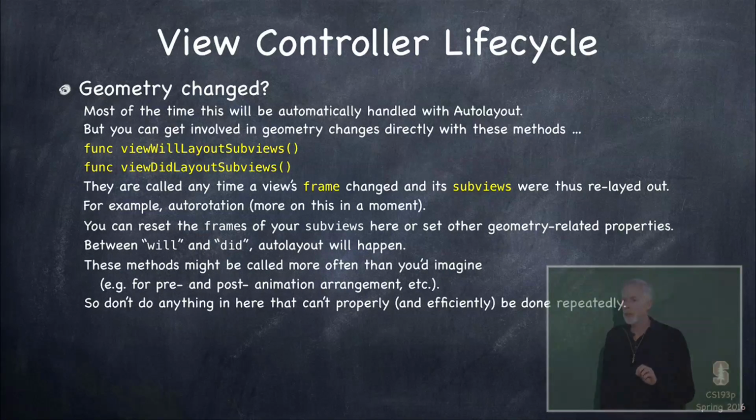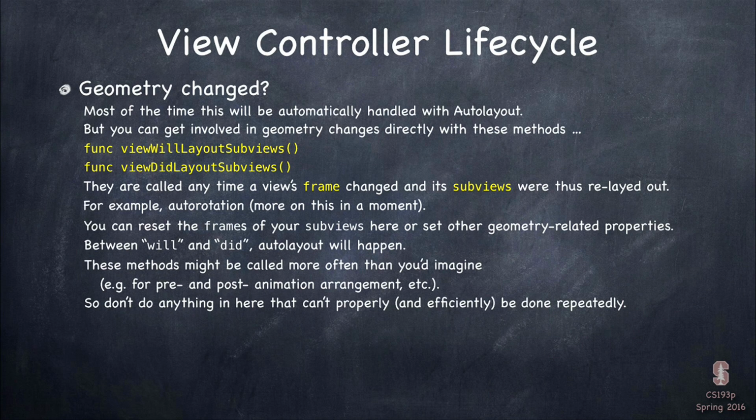The one thing about these methods, don't think that these are only going to be called when your bounds actually change. The system is allowed to call these anytime it wants. Sometimes it might be drawing something to an off-screen buffer to prepare to do an animation, and so it calls this. Then it actually draws it on screen and calls it again, and the bounds have not actually changed. So don't expect that every single time this is called, the bounds will be different.